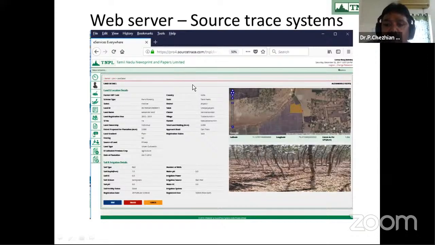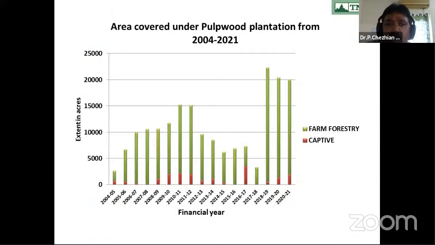This is a web server database system, covering 2004 to 2021. In 2004-5 we started from 4,000 acres, and now we have reached 1.25 lakh acres planted throughout Tamil Nadu. In the last 3 years, in 2018 we touched 22,000 acres, and 19 to 20,000 acres. In 2021, the current year, we are also working towards 22,000 acres.